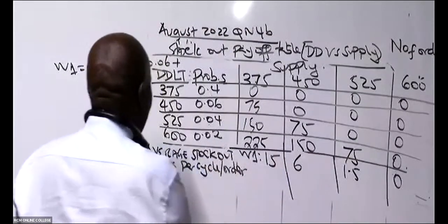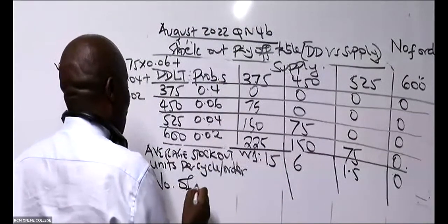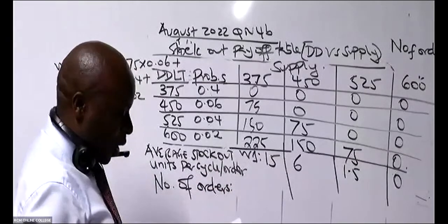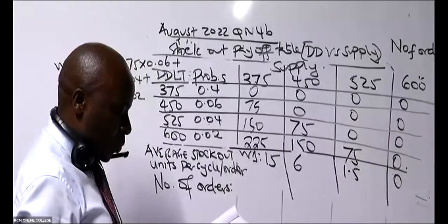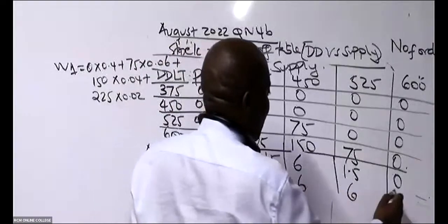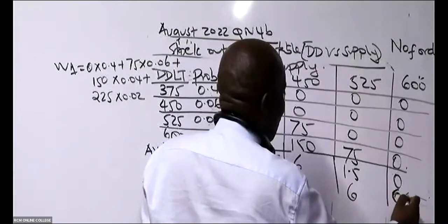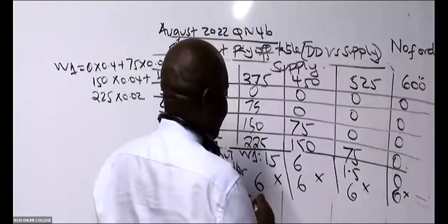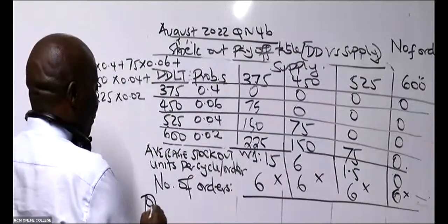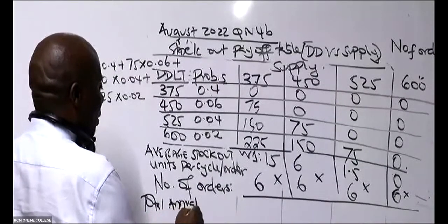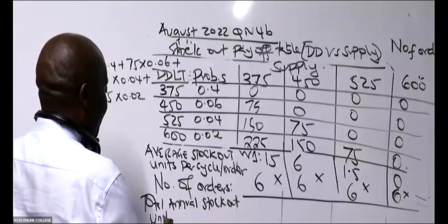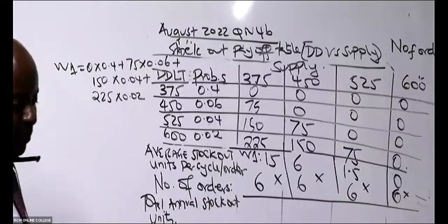So in this case, this examiner was very easy. The number of orders they've given us in the question, in note number 2, we have 6 orders. So you write here 6, 6, 6, 6, and then you go ahead and multiply. So you're able to give us the total annual stock out units. They're still units.